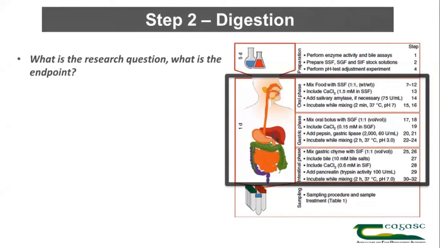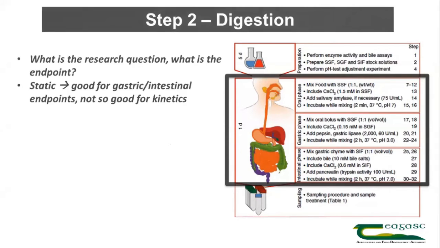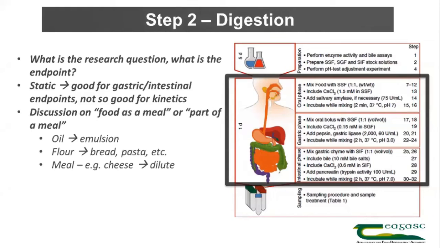And the first question, of course, you have to ask yourself, what is the research question? What is the endpoint? What are you looking for? Is static digestion the right method? So the static digestions are pretty good for estimating the endpoint of the gastric and the intestinal phase. They are probably not so good for estimating the kinetics. They'll give you an idea, but it's not an accurate description of the kinetics of the digestion method.